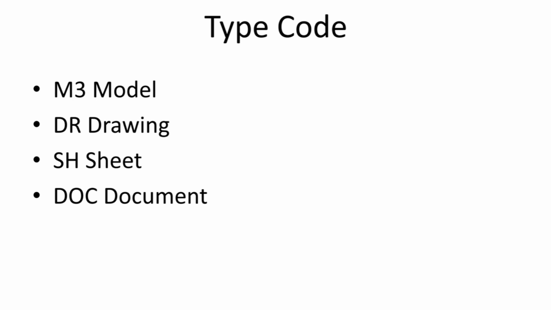Type code. The type code defines what kind of file it is. For example, M3 is used for 3D model, DR for drawings, and DOC for documents. This makes it very easy to filter files based on their purpose.